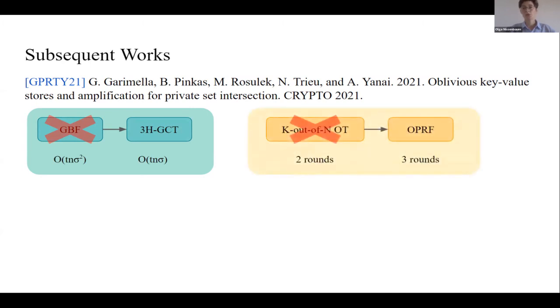However, using an OPRF protocol instead of K-out-of-N OT resulted in 3 online rounds, which is 1 round more than PSImple. Sadly, there was no implementation made for the multi-party case in this work, only for the 2-party case.